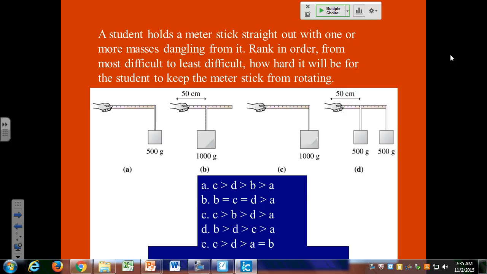But for the relative torque, C would be 1,000 times 1. B would be 1,000 times 0.5, or 500. A would be 500 times 1. So notice that even though these have different masses, they have the same torque, because they're at different moment arms. And then D would be 500 times 1 plus 500 times 0.5, which is 250. So my order will be first C, then D, and then A and B are equal. So C is greater than D, which is greater than A, which is equal to B. It's calculating the torque, a lot like what you did in the lab recently.